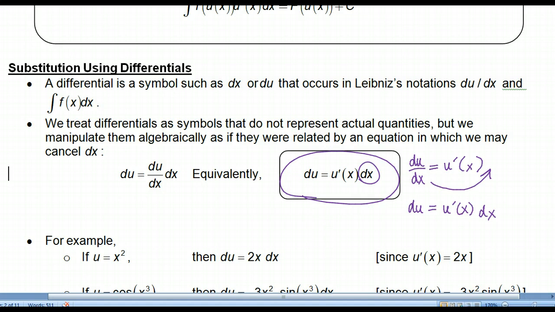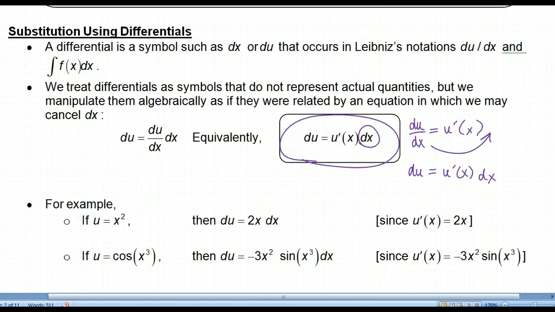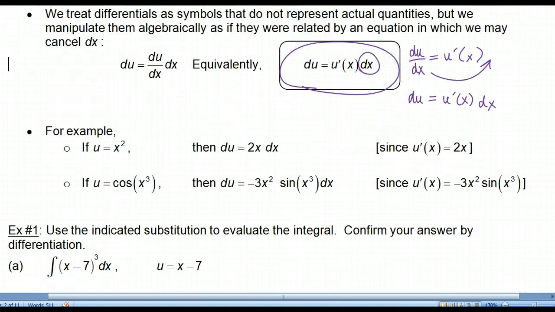So we're going to be using differentials when we use this substitution process. Just a couple of quick examples. If we start with u equals x squared, then du/dx would be 2x. So if we're moving the dx to the other side, it would just be 2x dx.